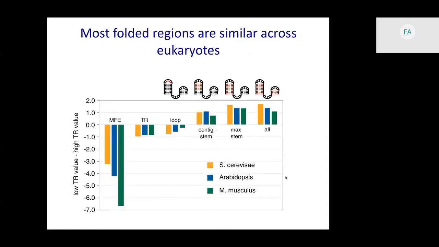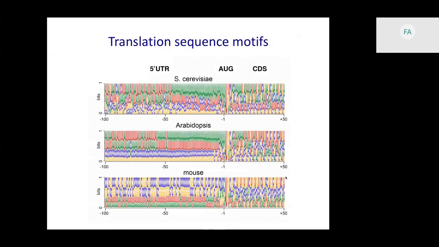When we compare the length of the stems, the size of the loops, and other metrics, we can see they're remarkably similar across all these widely different eukaryotes. In addition, we've also found that the sequences controlling translation are similar across species. Here you can see that highly translated RNAs from S. cerevisiae and Arabidopsis are A-rich, the green, and G-poor, gold, in this region upstream of the AUG, whereas the mouse is very different, it's GC-rich.